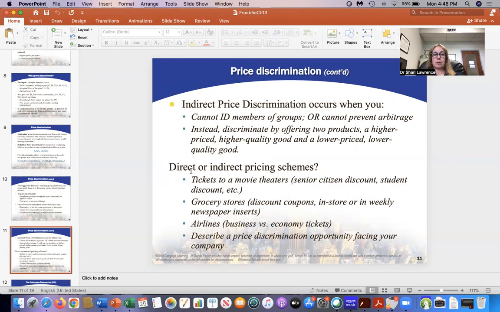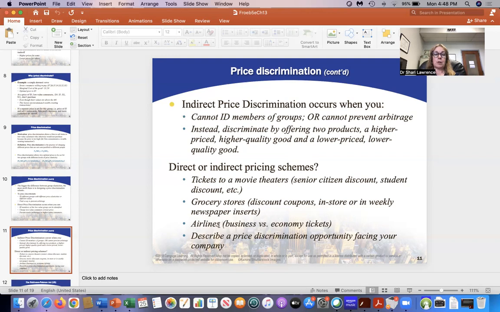So let's come here, direct or indirect pricing schemes. Let's go over this first, and I'll talk about coupons. So tickets to movie theaters, senior discount, student discount, etc. Obvious, that's a direct pricing scheme. Airlines, business versus economy, that's direct.